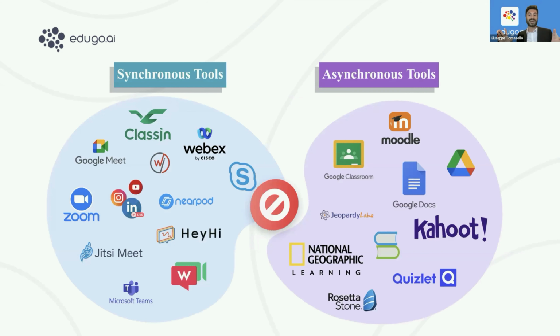So in this slide, we display some of the most famous tools for synchronous and asynchronous language learning. Those ones are really specific to our industry, which is language learning. In the synchronous category, you have, of course, Zoom, Classine, and Microsoft Teams, many of those tools that we use every day. On the other end, we have asynchronous tools such as Google Classroom, Moodle, and Kahoot.